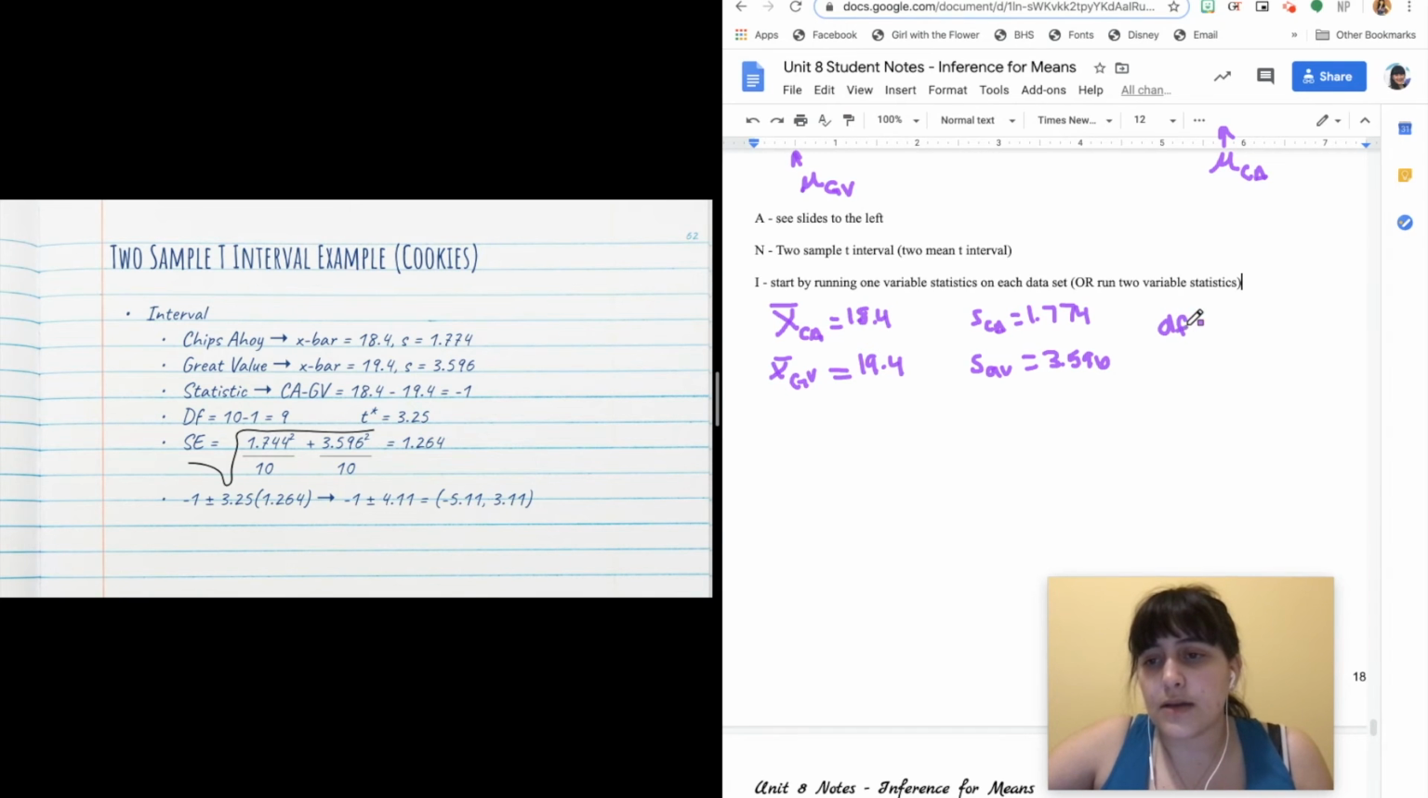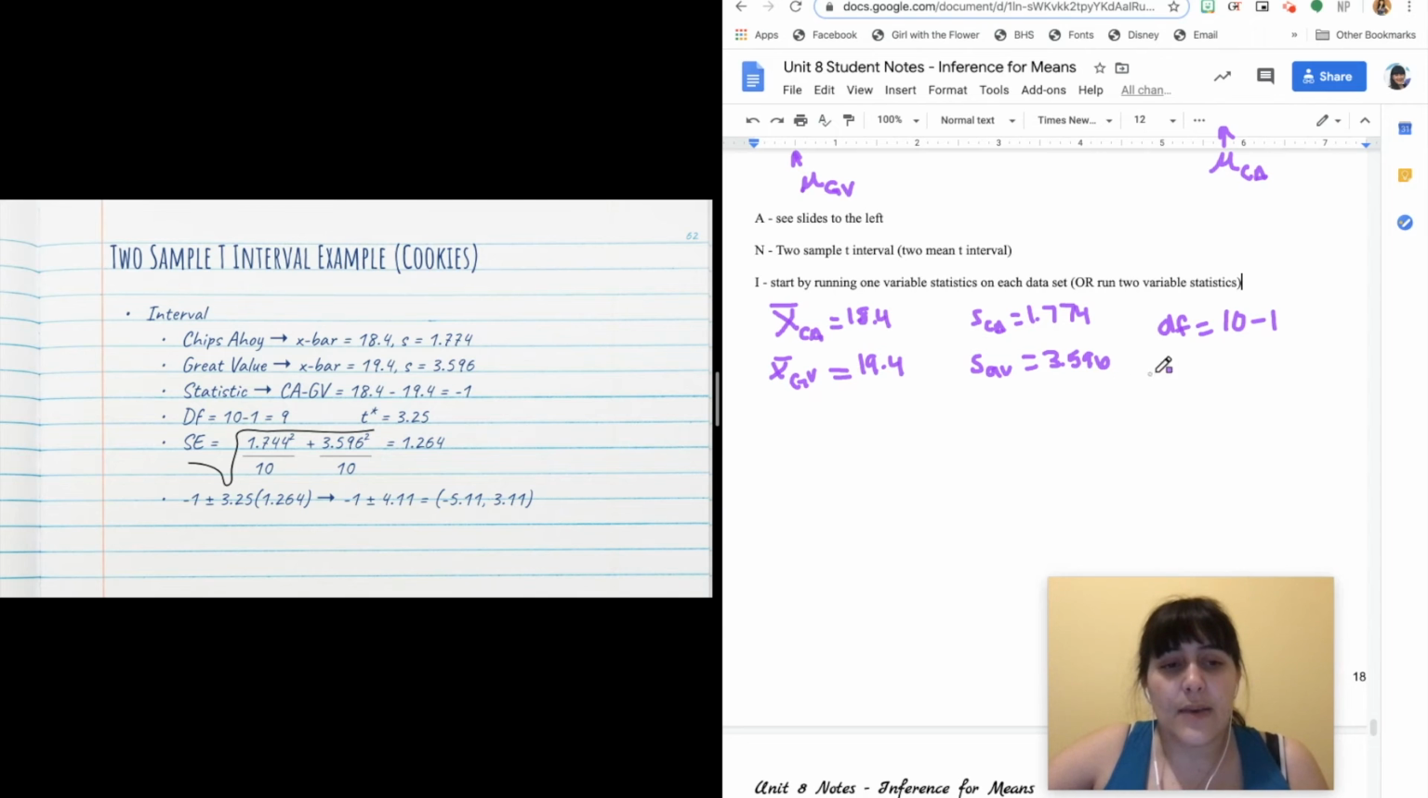The other thing that I need to record is my degrees of freedom. Since both of these samples are the same size, they're both 10, I'm just going to do 10 minus 1. You're going to see in the next video that there is one sample that's smaller than the other, so you'll see what that looks like when you're dealing with that kind of stuff.